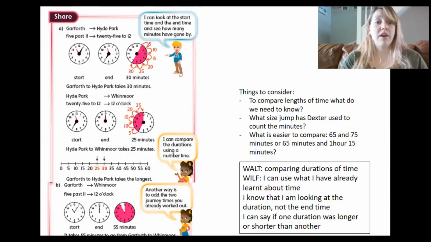So when you answered your discover, I hope you realised that it took 30 minutes to get from Garforth to Hyde Park. And from Hyde Park to Winmore, it took 25 minutes. Now again here, Dexter has used the clock and Flo has used the number line. Whichever method you find best for you is fine. And then finally, the total duration was 55 minutes. Now you could either work it out by using the clock or the number line, or you could add the two durations together that you've already worked out. 30 and 25 is 55.